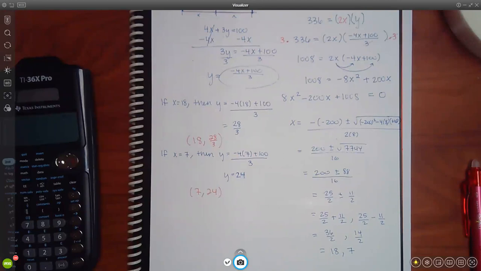So when you got 18 and 7, you then moved over to y equals negative 4. Because these are x values, right? X equals all of this mess. So I just said, well, if x is 18, then y would be this thing with the 18 put in, right? But if x is 7, then y would be this same expression, but with a 7 put in instead.